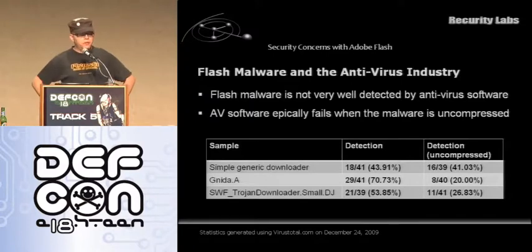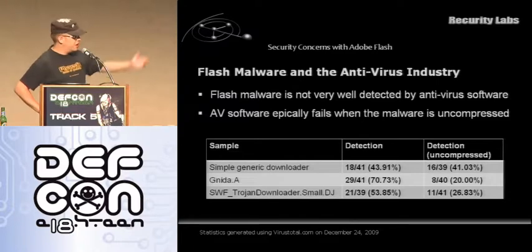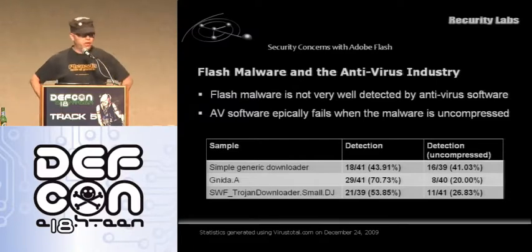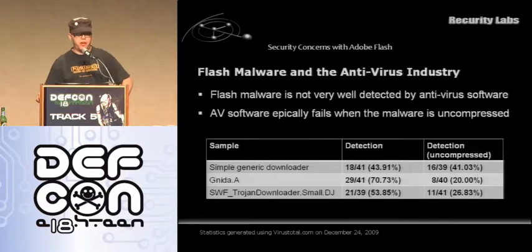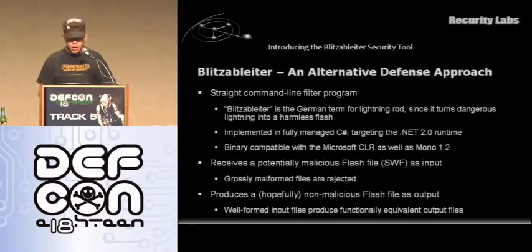So when you take the most common malware, Gnida it is called, no idea who came up with that name, and you upload that to VirusTotal, you get a coverage of about 70%. Now this is the compressed file. If you simply uncompress the file, it's still the same file, it's just unzipped, and you upload it again, only 8 out of 40 AVs even detect the most common Flash malware that we've ever seen. So AVs are an epic fail when it comes to Flash.